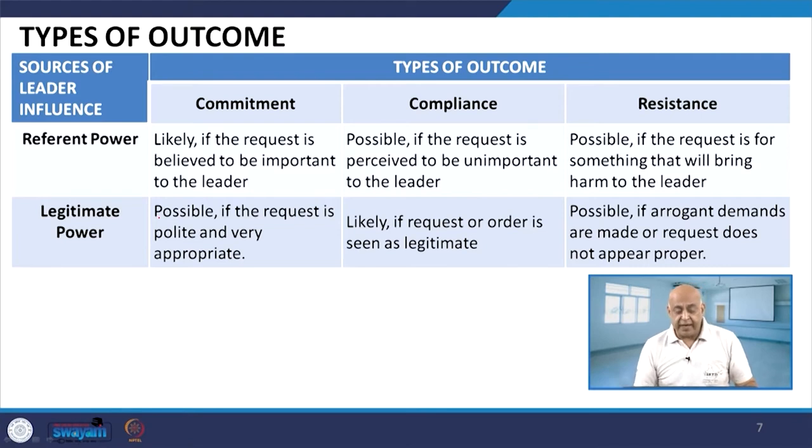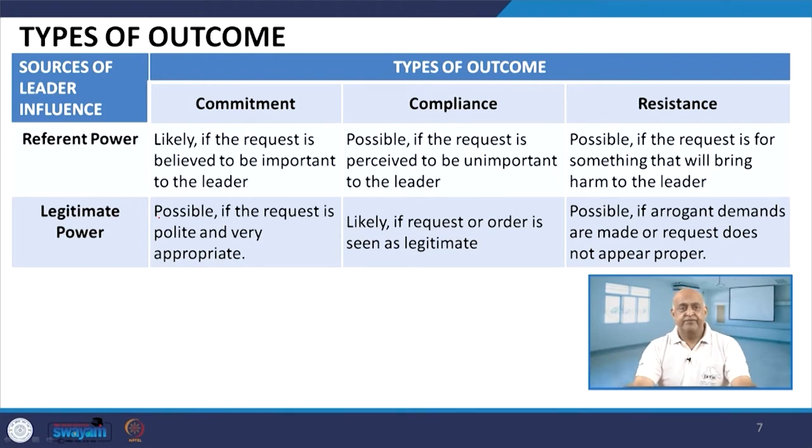Whenever we are talking about compliance, the request is perceived to be unimportant to the leader, and the resistance will be for something that will bring harm to the leader. In legitimate power, commitment is possible if the request is polite, likely if the request or order is seen as legitimate, and resistance is possible if arrogant demands are made and a request does not appear proper.